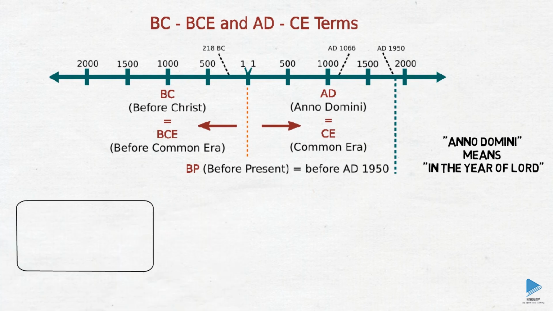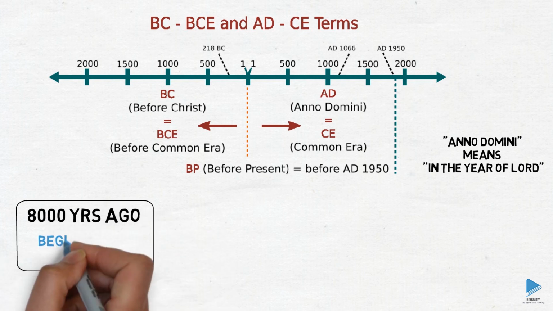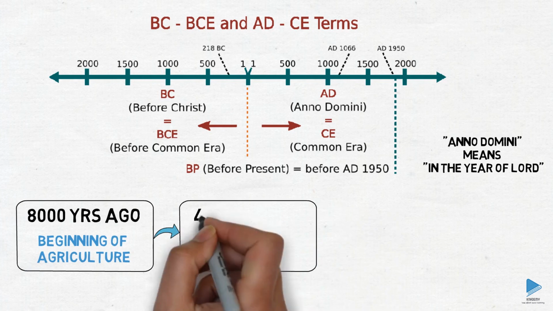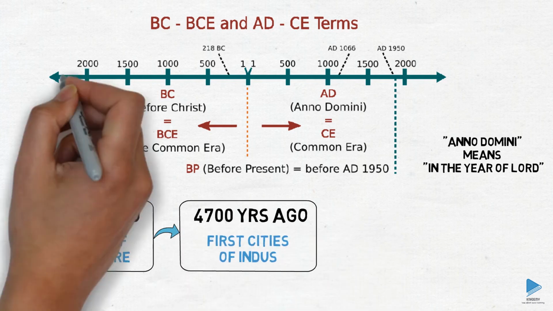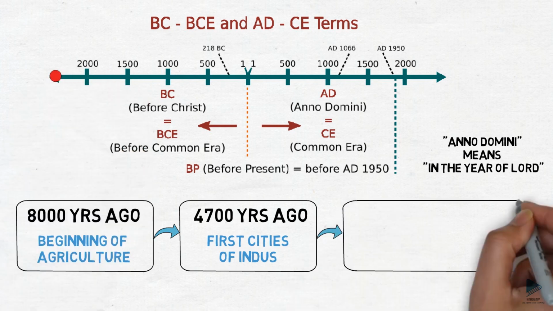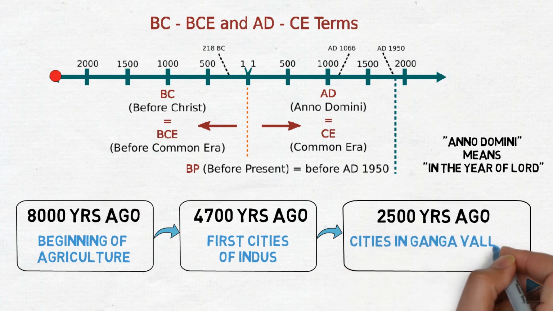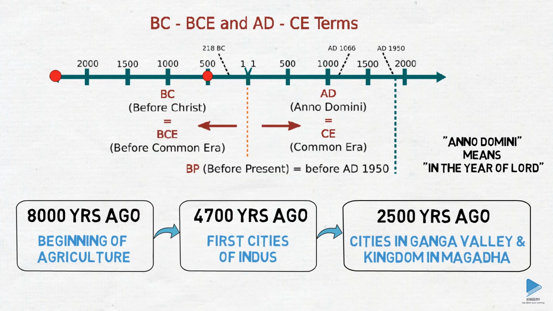Some important dates to remember from this chapter are 6000 BC, that is 8000 years ago, which is the beginning of agriculture in the subcontinent. Around 2700 BC, that is 4700 years ago, first cities on the bank of Indus. And 500 BC, that is 2500 years ago, was the time when cities in the Ganga Valley and a big kingdom, Magadha, prospered. That's it for today, guys.